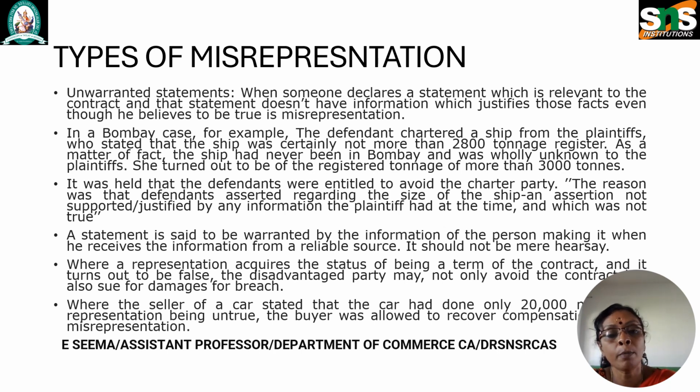Next one is fraudulent misrepresentation. In fraudulent misrepresentation, that is a statement that the defendant made knowing it was false, or that the defendant made recklessly, to induce the other party to enter a contract. The injured party can seek to void the contract and to recover damages from the defendant.